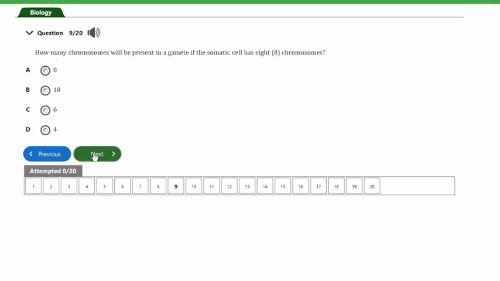It says, how many chromosomes will be present in a gamete if the somatic cell has 8 chromosomes?